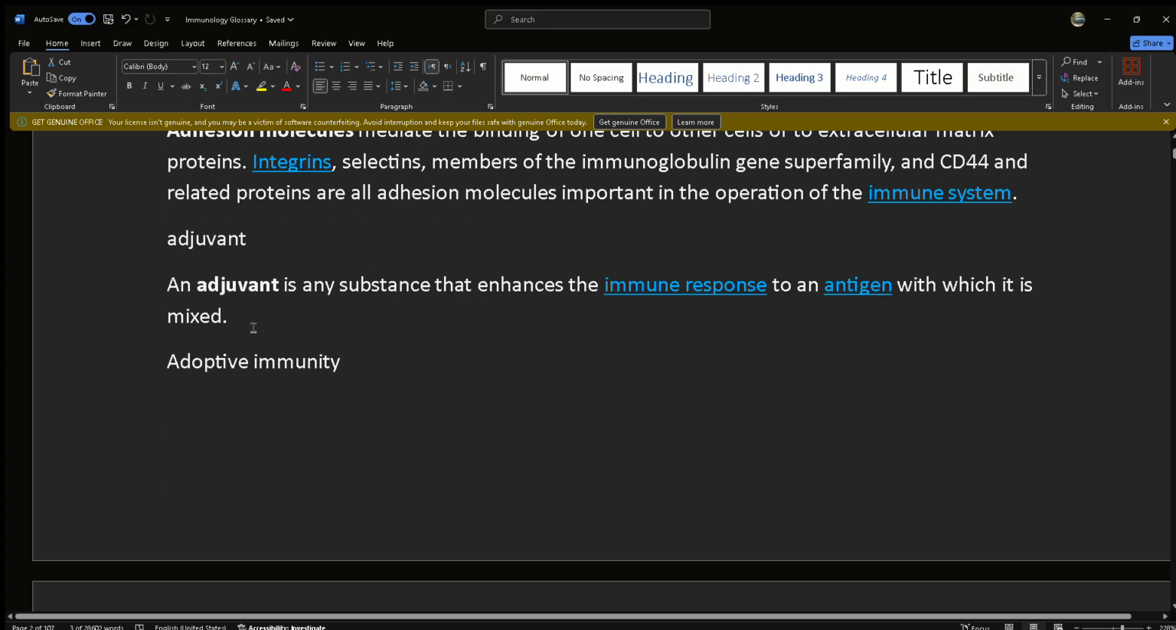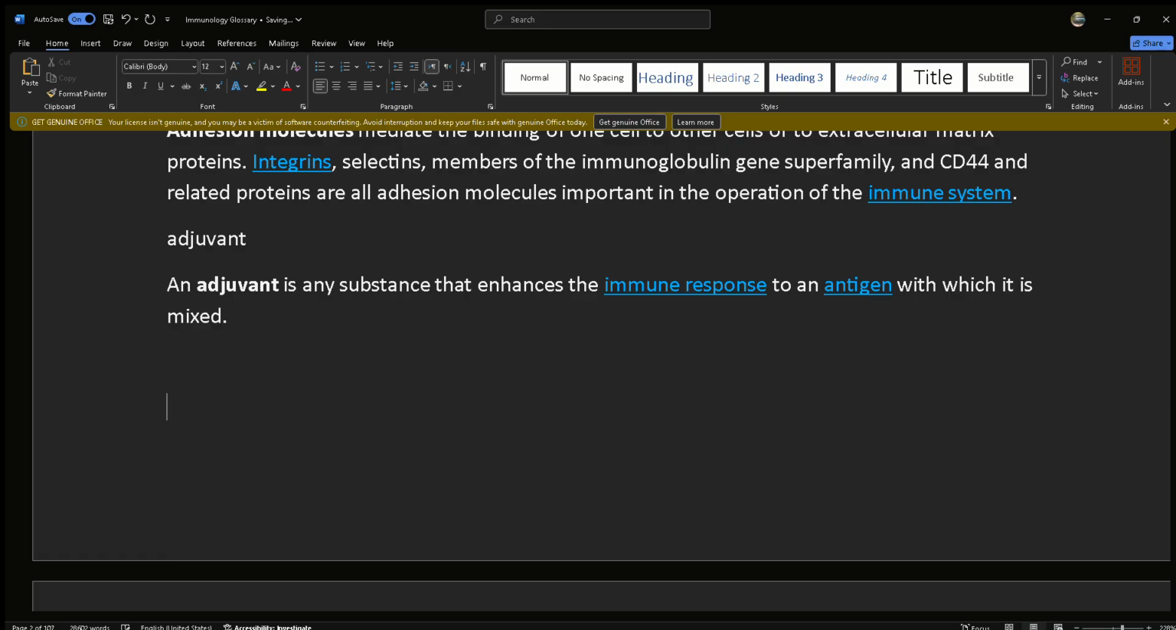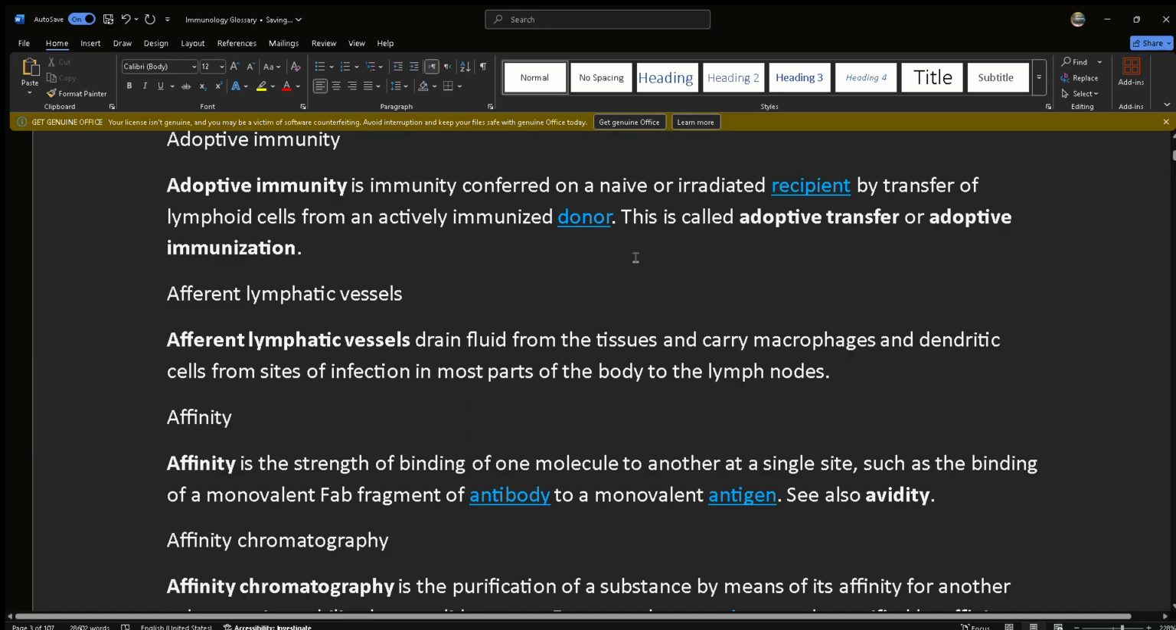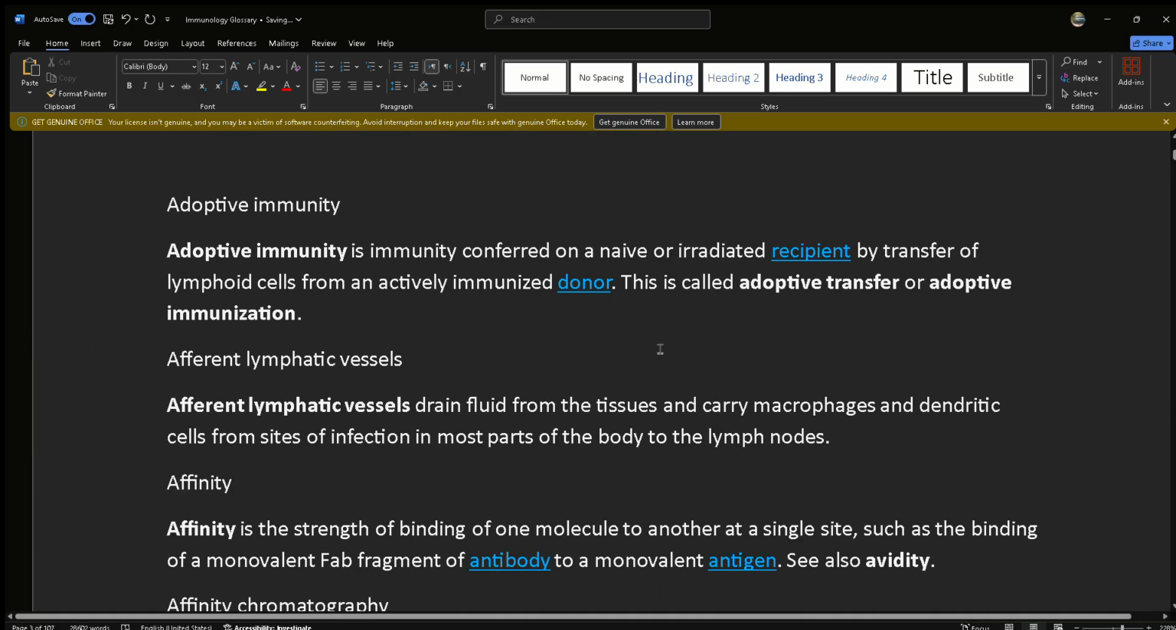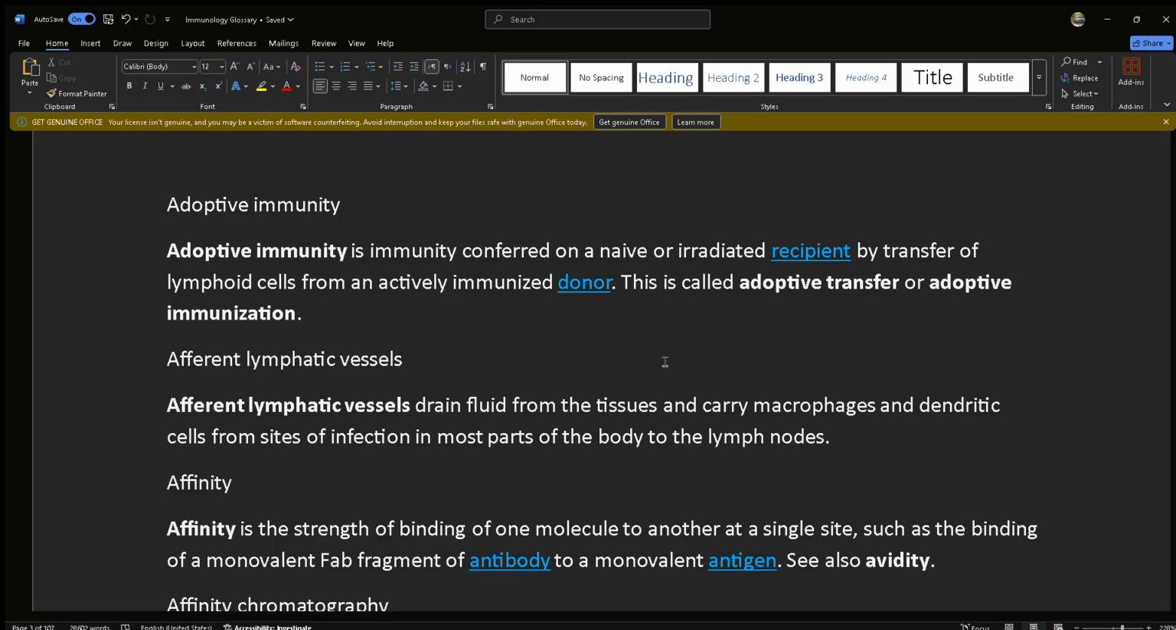Then we come to adaptive immunity. Adaptive immunity is immunity conferred on an irradiated recipient by transfer of lymphoid cells from an actively immunized donor. This is called adaptive transfer or adaptive immunization.